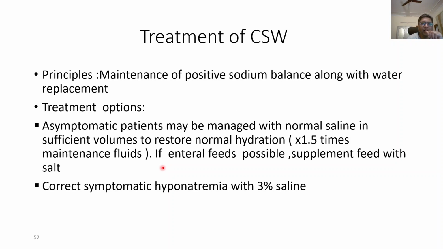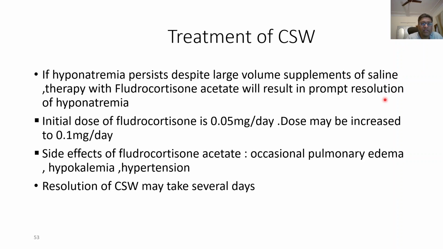Treatment: the main management is maintenance of positive sodium balance along with water replacement. Asymptomatic patients may be managed with normal saline. Again, if sodium is severely low, we might have to give 3% saline, and after that we can give a bit of fludrocortisone, around 0.05 milligram per day, and maybe increase to 0.1 mg per day, so that some amount of sodium retention may happen at the level of the kidneys. There can be some side effects of fludrocortisone like pulmonary edema, hypokalemia, hypertension. Resolution depends upon the cause, and over a period of time it may improve.